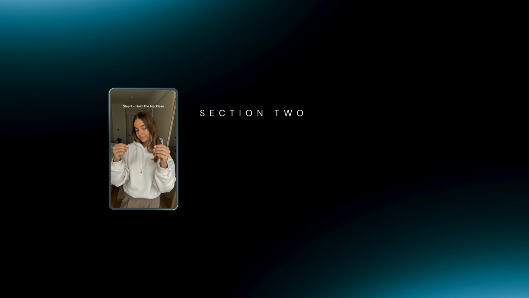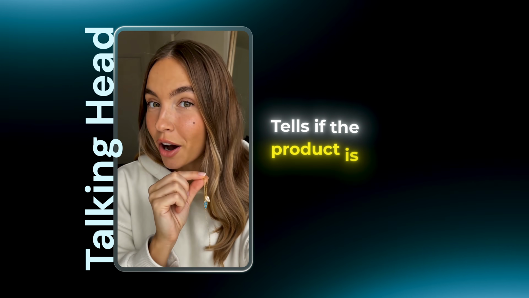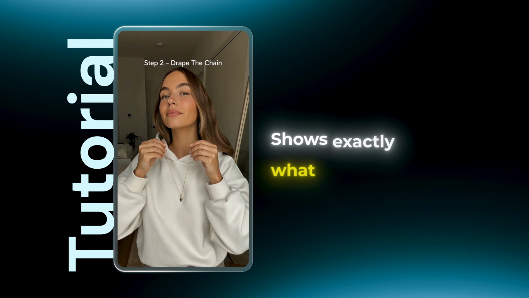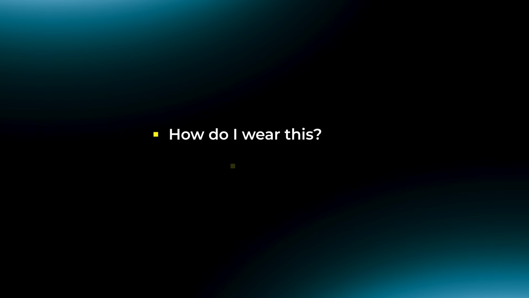We're creating an ad in the step-by-step tutorial style, and this one earns its place in any ad creative rotation for a specific reason. A talking head review tells someone the product is worth buying. A tutorial shows them exactly what to do with it. For a piece of jewelry, that means answering the question buyers actually have before they purchase, which is, how do I wear this? And more importantly, what does it actually look like? Sophia is going to walk through how to wear the necklace step by step.